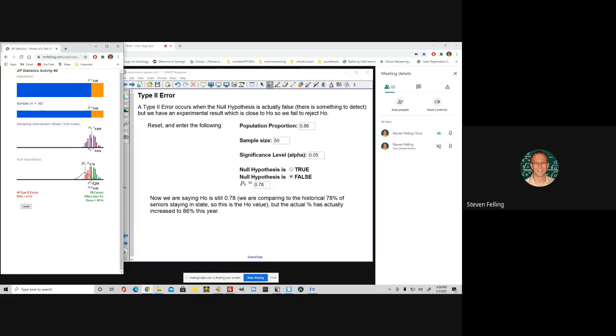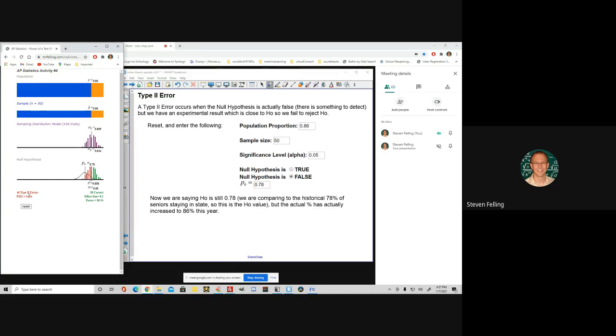Well, in this case, just kind of experimentally, 58 out of 104, which is 56% of the time we got it right, and 44% of the time we got it wrong. And so we have a pretty high probability here of committing a type 2 error.